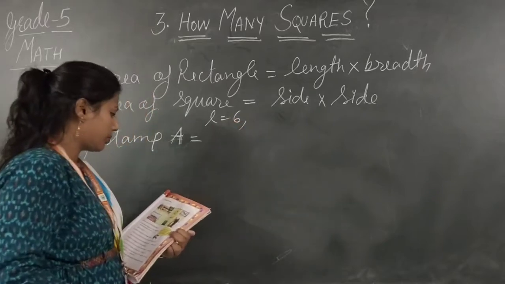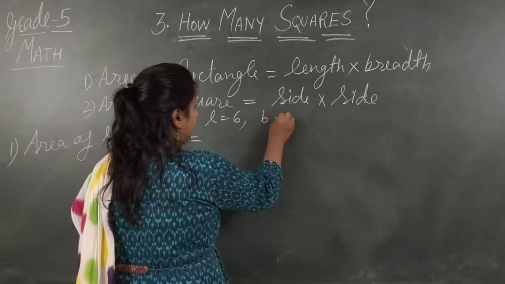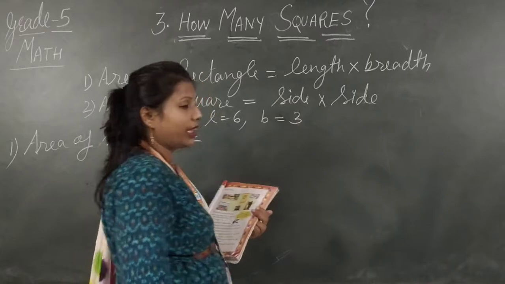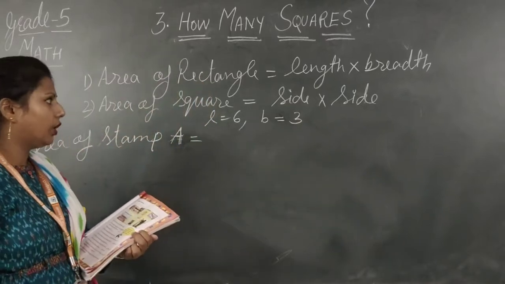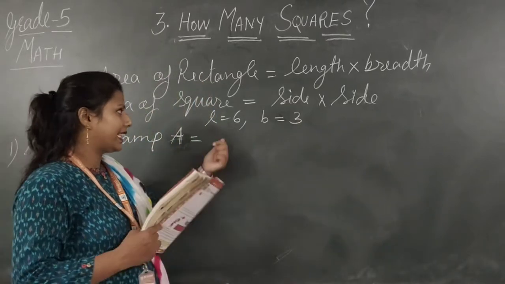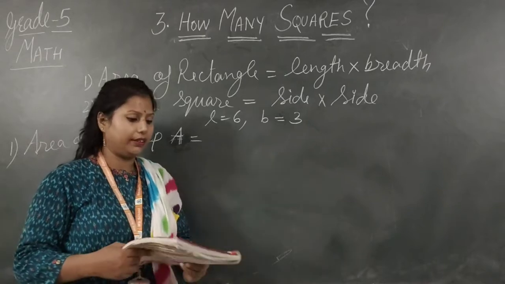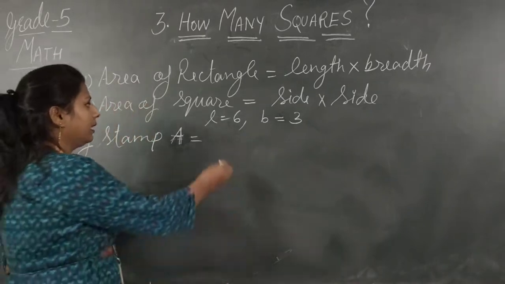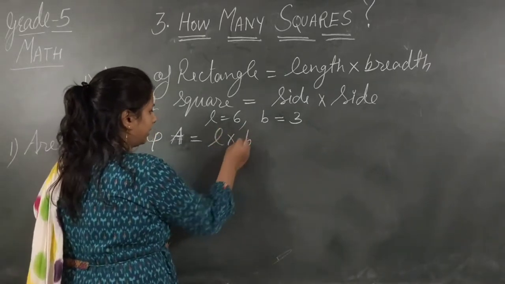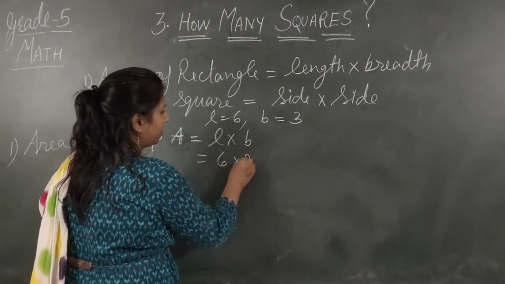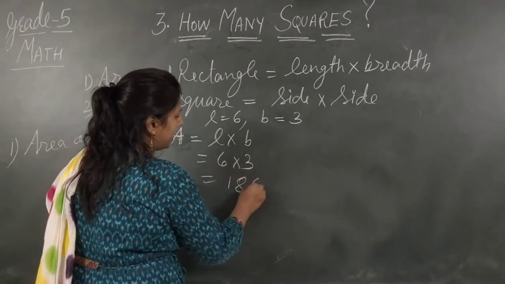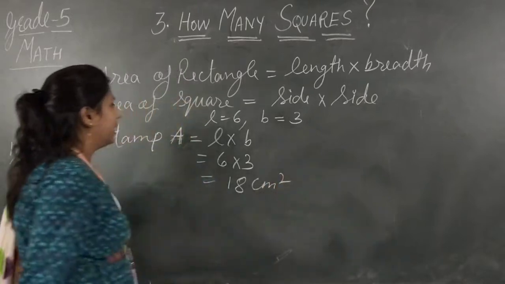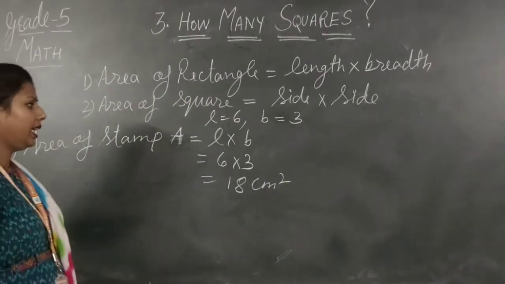As a breadth 1, 2, 3. So you can say the breadth having a 3 squares, or you can say the length of the rectangle is 6 centimeter, breadth having a 3 centimeter. So you have to find length into breadth. So 6 into 3, 6 3 is 18 centimeter square. That is the area of stamp A.